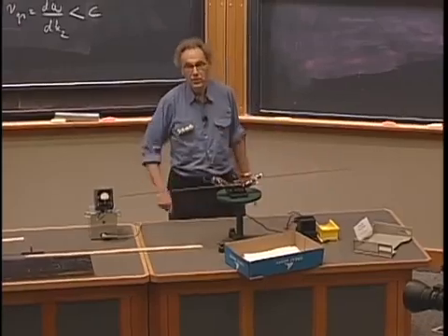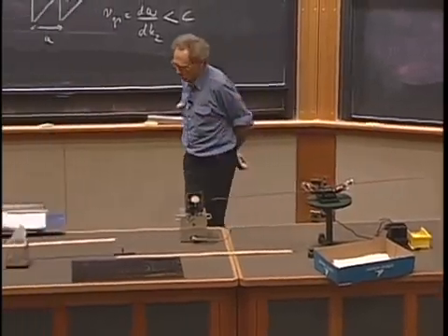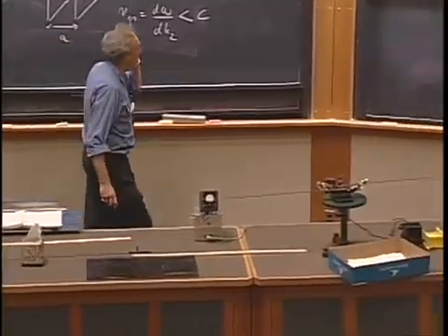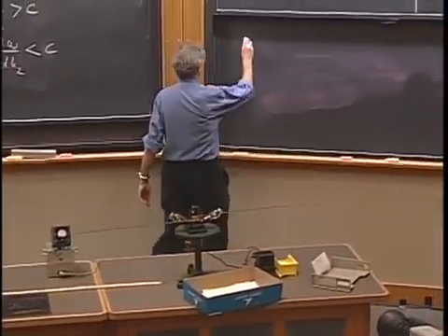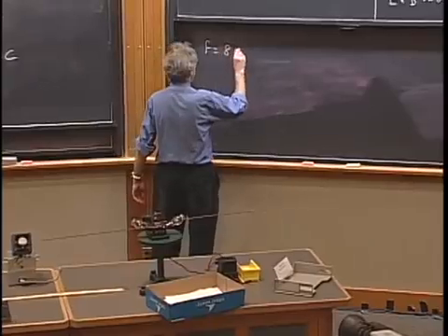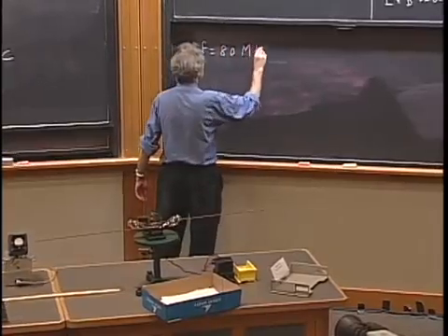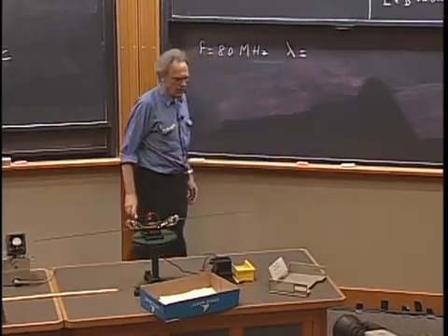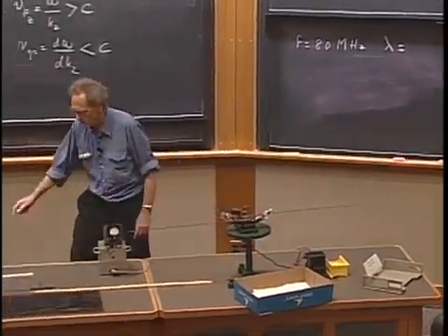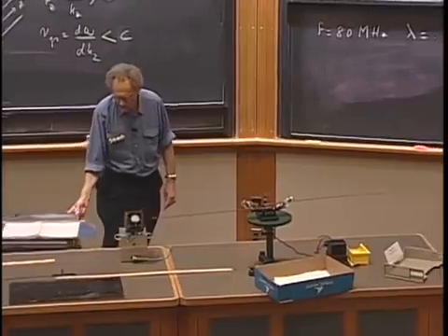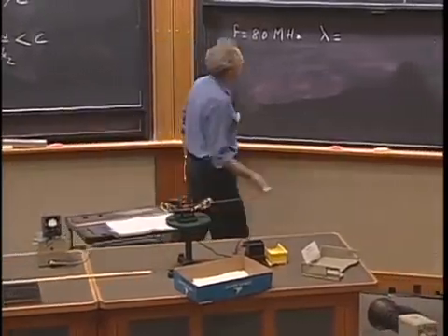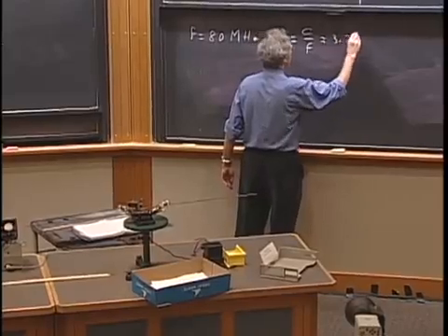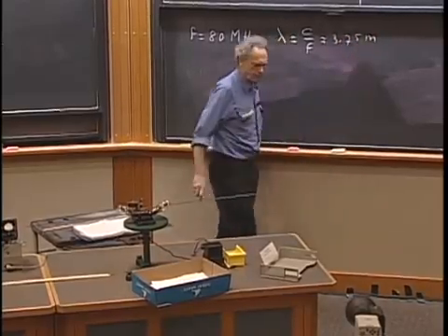This is an antenna through which we are going to oscillate a current at a frequency of 80 megahertz. So f is 80 megahertz, and the wavelength lambda is about 3.75 meters. The wavelength is the speed of light divided by the frequency, which comes out to be about 3.75 meters.